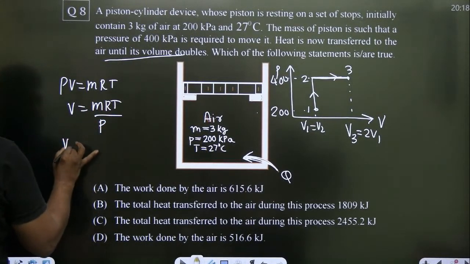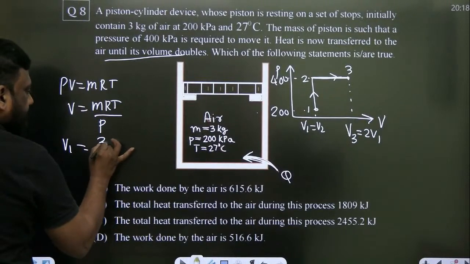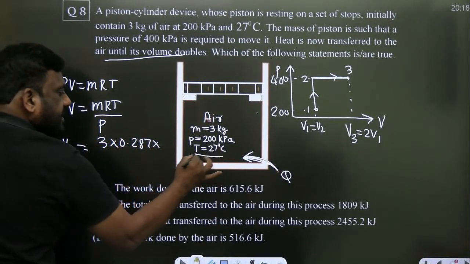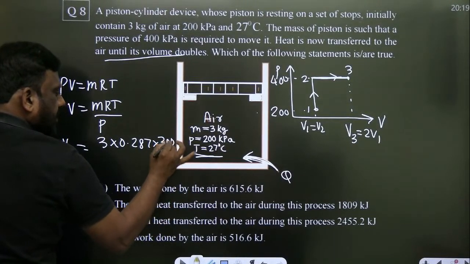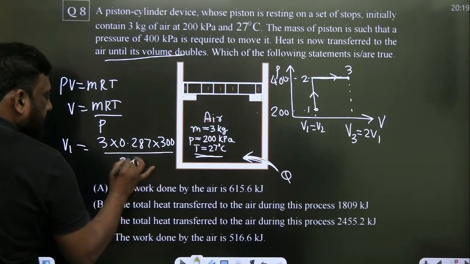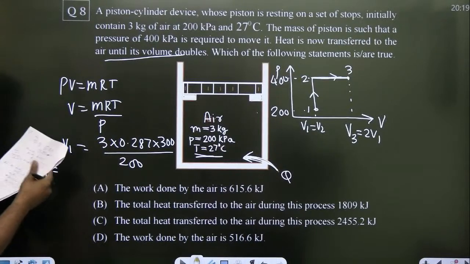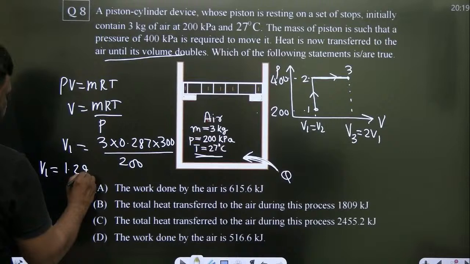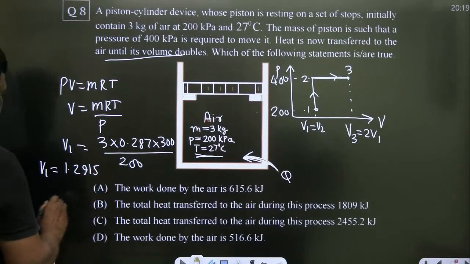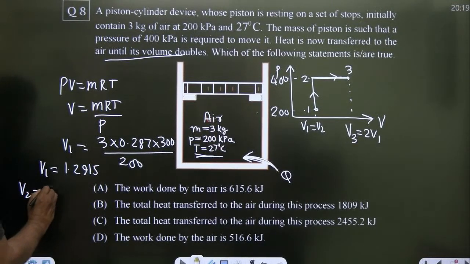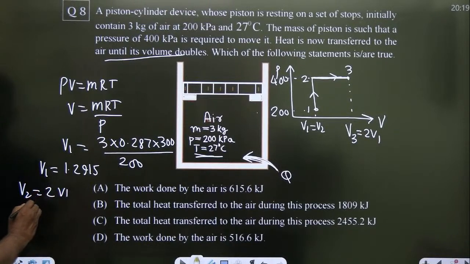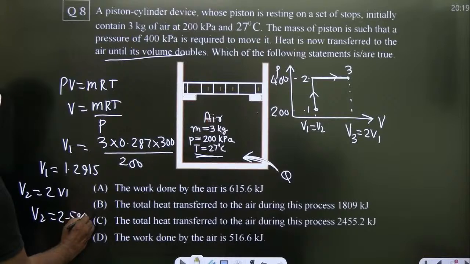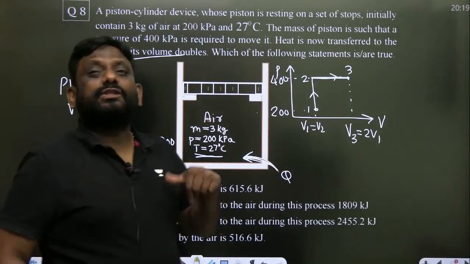So what is the initial volume? The mass is 3. For air, R is 0.287, temperature should be strictly in Kelvin, 300, and the pressure is 200. If I calculate the initial volume, I am getting 1.2915. So what will be the final volume? Double of this, 2V1. It will be 2.583. Now tell me. He is asking the total work.